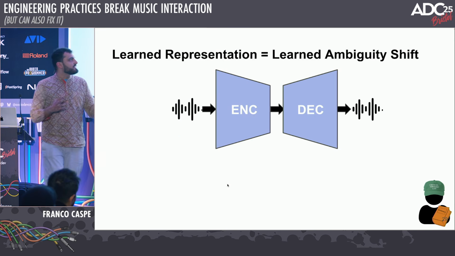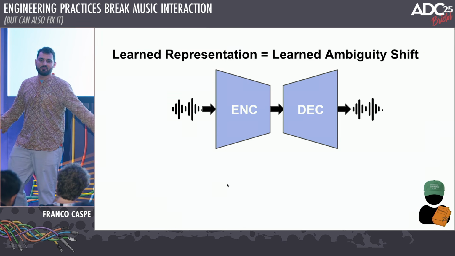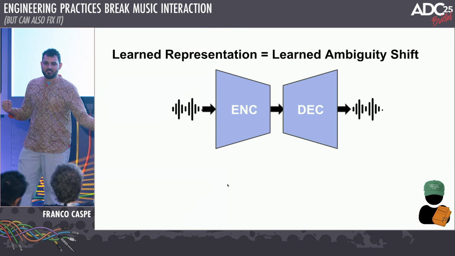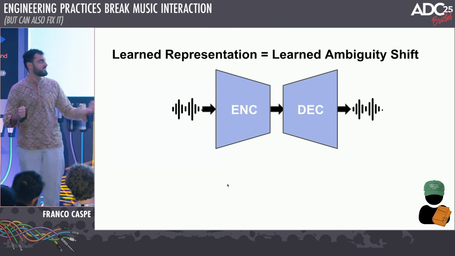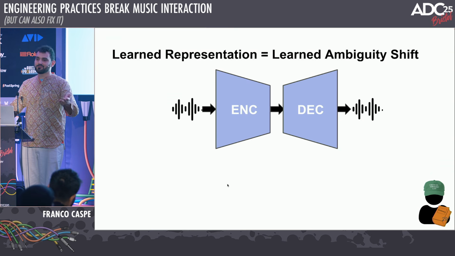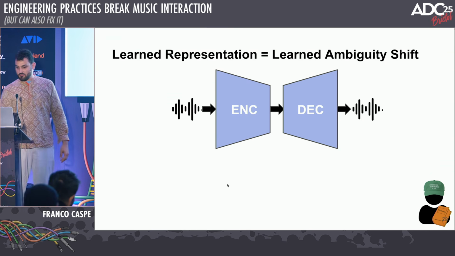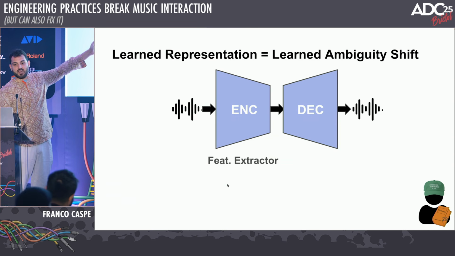Fantastic. So does that mean that now we are free to roam? We have broken the chains of representations and engineering just because we're using an autoencoder? I see some people saying no. Fantastic. You are paying attention. Thank you. Yes. No. We have a feature extractor in the encoder.